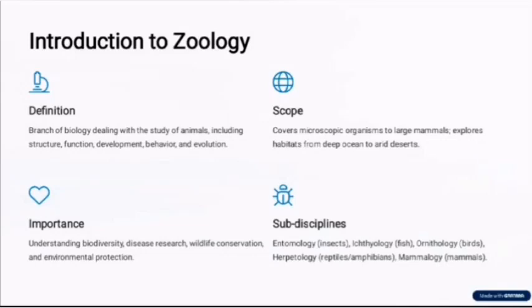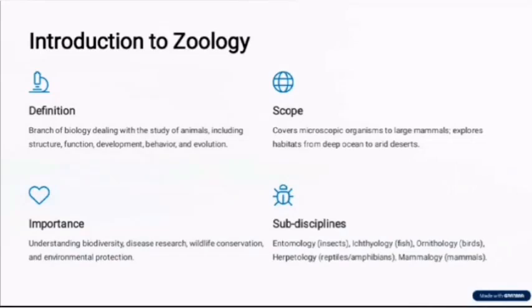Now, when you hear animal, we are not just talking about mammals, birds, reptiles, or the big animals you can see. We are talking about from the microscopic level to the macroscopic level. You can notice micro means small, macro, M-A-C-R-O, means large. So the scope of zoology covers from the microscopic level to the macroscopic level. It explores habitats from deep ocean to arid deserts.